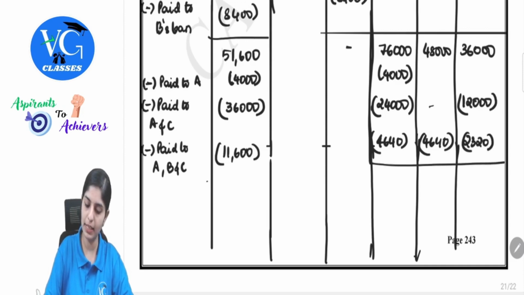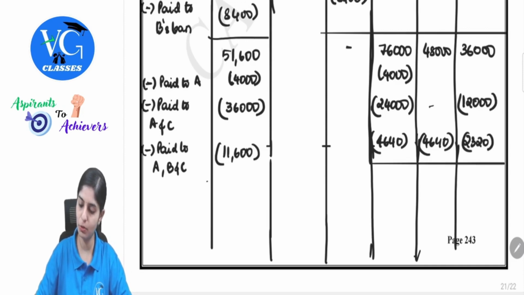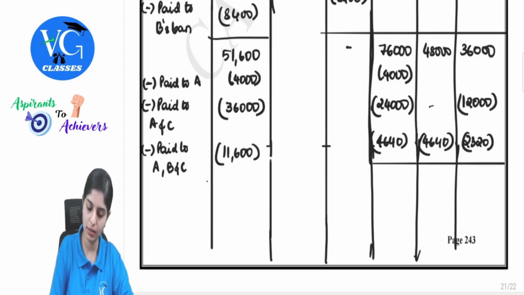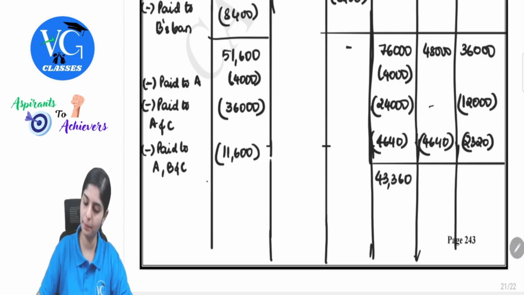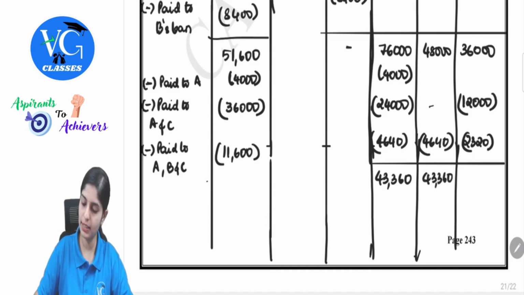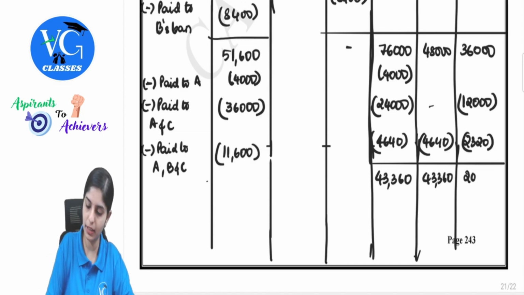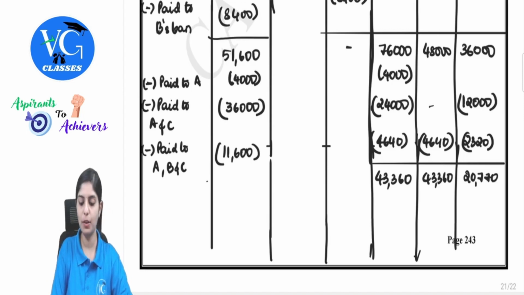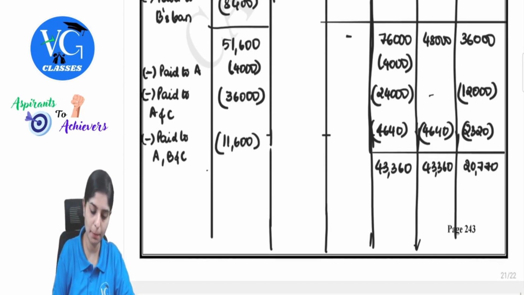So I will find out the balance. 76,000 minus 4,000 minus 24,000 minus 4,640. This is 43,360. 48,000 minus 4,640. 36,000 minus 12,000 minus 2,320. This will be 20,770. Now, if you observe, this is reflected in their profit sharing proportion.